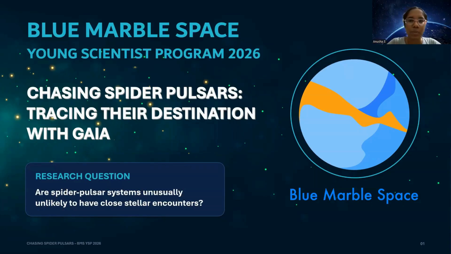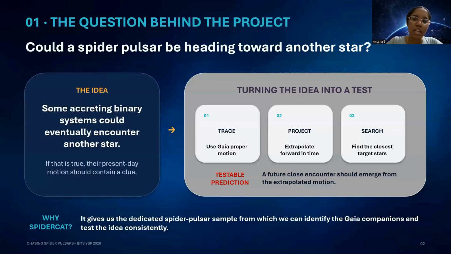In this project, I use the SpiderCat catalog with Gaia DR3 to identify companion and nearby target stars and study their future motions. The idea comes from the Stellivore hypothesis. Some accreting binary systems may eventually approach another star. Using Gaia proper motions, we can project their future trajectories and identify which stars, if any, they are moving toward.